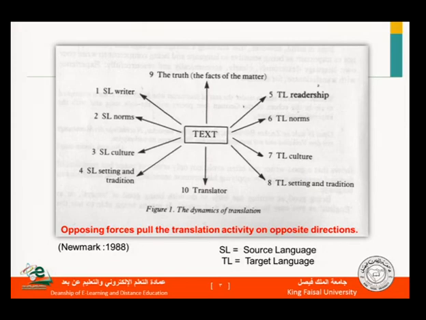So we have a text, and there are many opposing forces that pull the translation activity in opposite directions. Text, we have opposing forces, forces that pull the text from multiple directions. And Newmark represented them in this diagram or this figure like so.